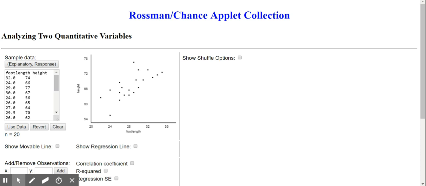Hi everyone, in this video we're going to be talking about the least squares regression equation and the residuals, the squared residuals, the best fit line in general. So where am I right now?